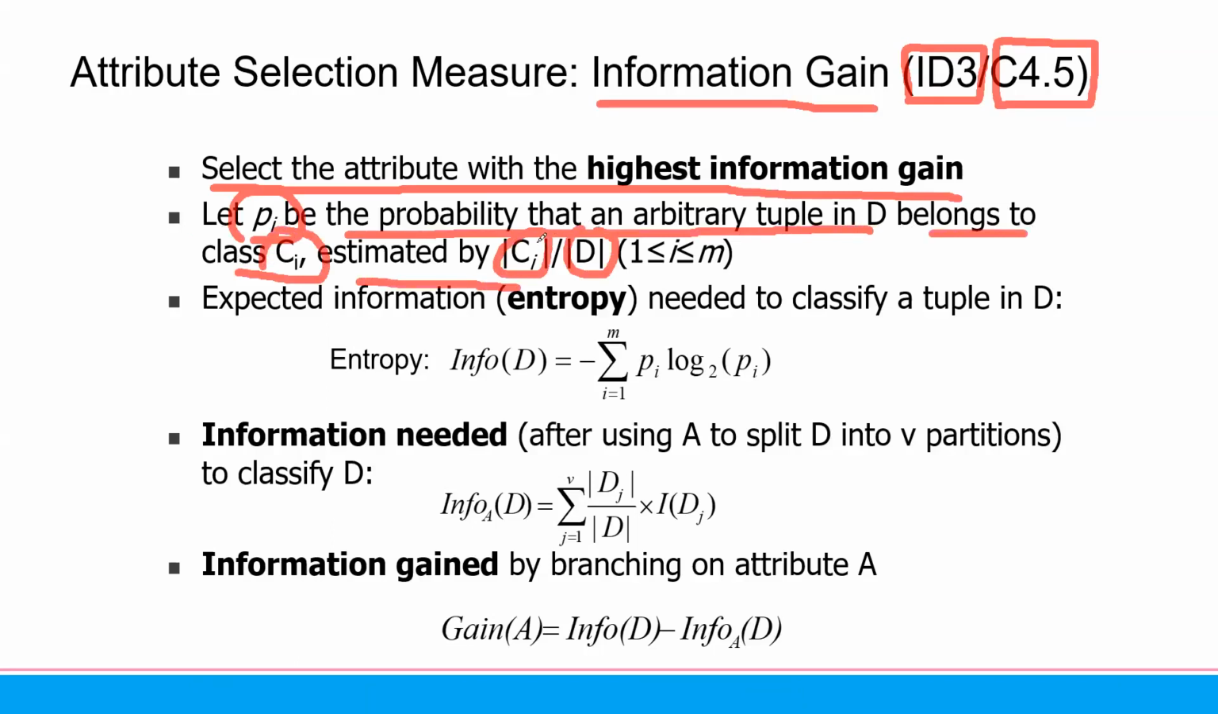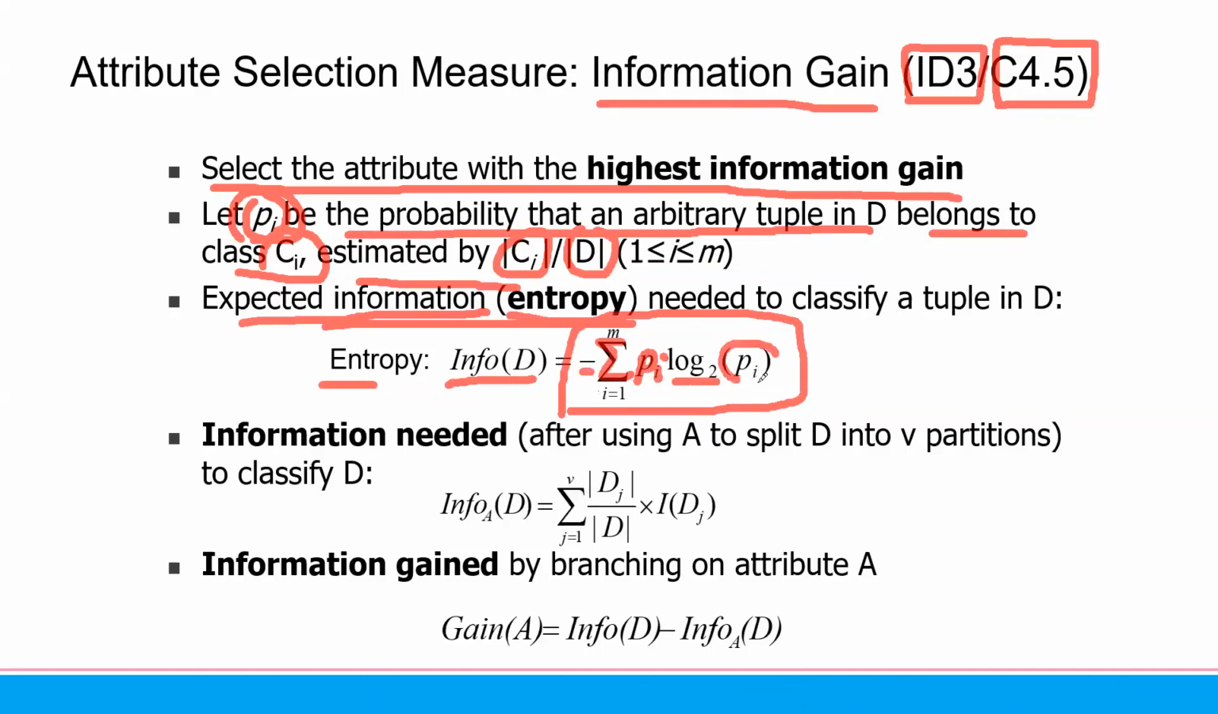Maybe this is a bit difficult to imagine from the formula. But what I want to mention here is that Pi is the probability. And we are going to calculate the expected information, or we call it the entropy. The entropy is the information that we can get from this formula: minus sigma of Pi, the probability or the proportion, times log base 2 of Pi. And then we do the summation for all the classes.